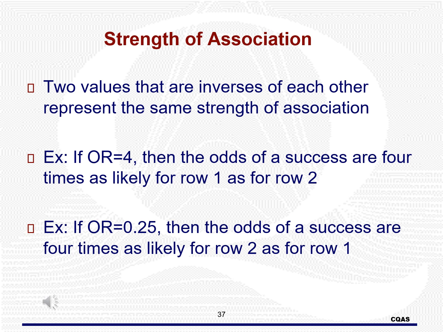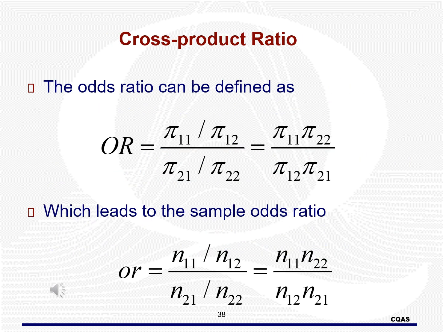I would try to keep things consistent by trying to state the situation in terms of the odds ratio that yields a value greater than 1. Now let's define the odds ratio in terms of the sample data. We can define the odds ratio in terms of sample data by using what we call the cross-product ratio.